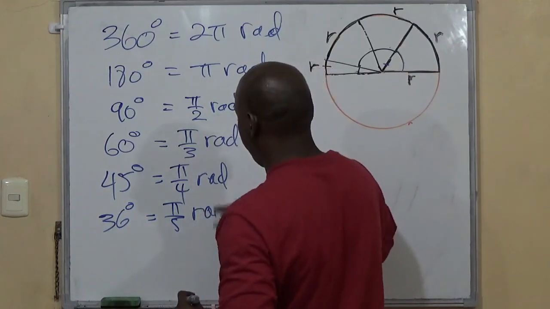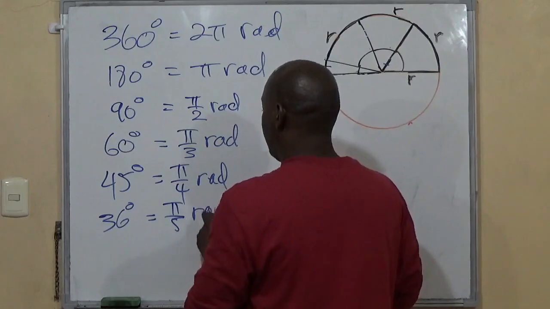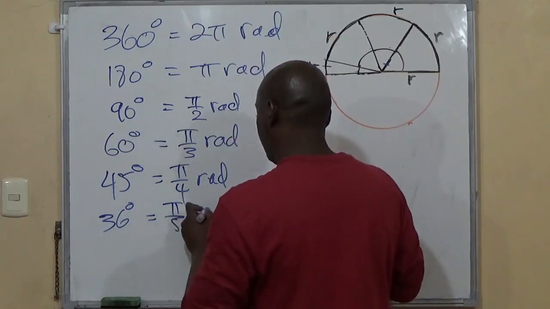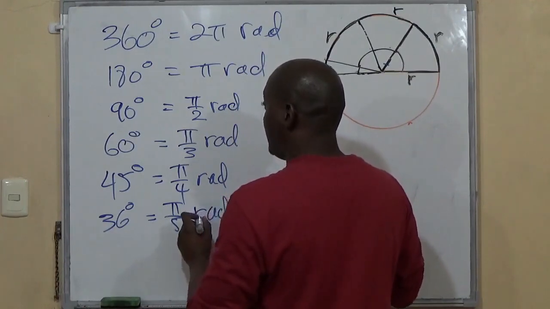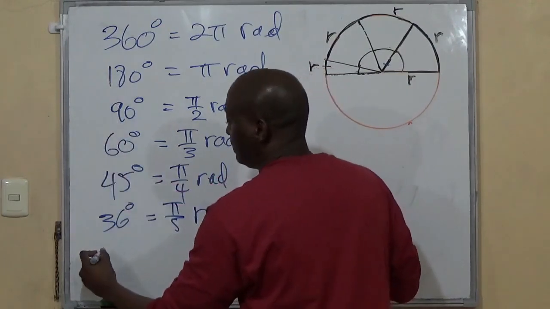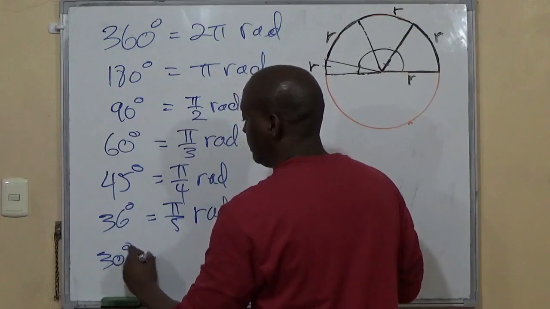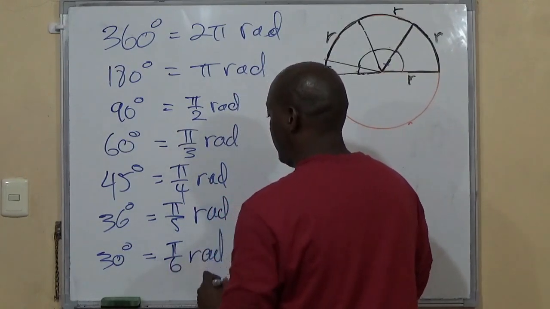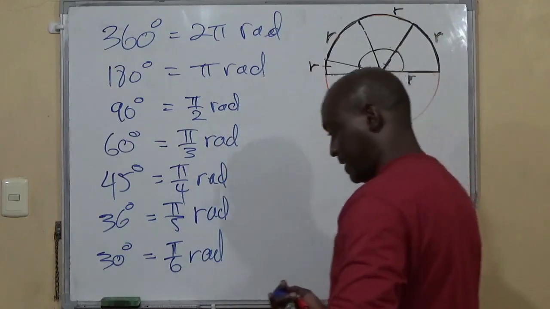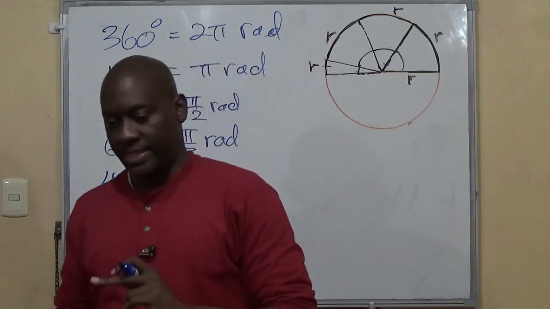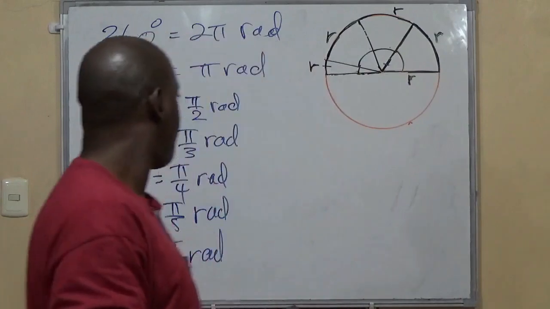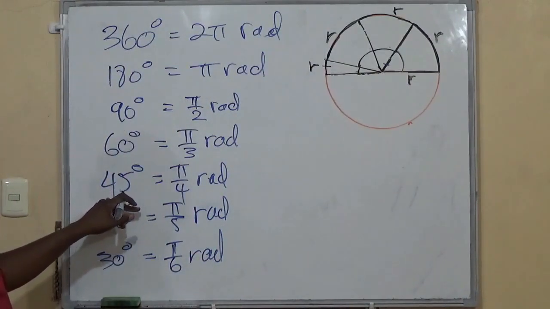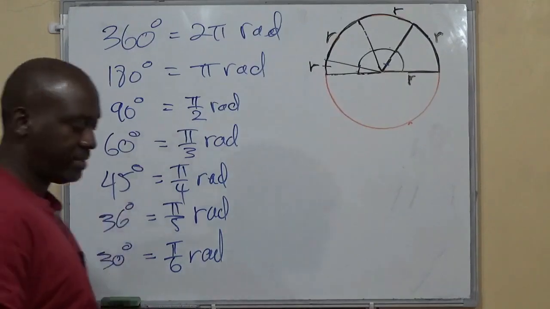We divide 180 by 6. 180 divided by 6 is 30. 30 degrees is equal to pi over 6 radians. 7 wouldn't work. 8 could work. If we divide by 4, we have 45. If we divide by 8, we get 22.5. Let me stick to integers for now.